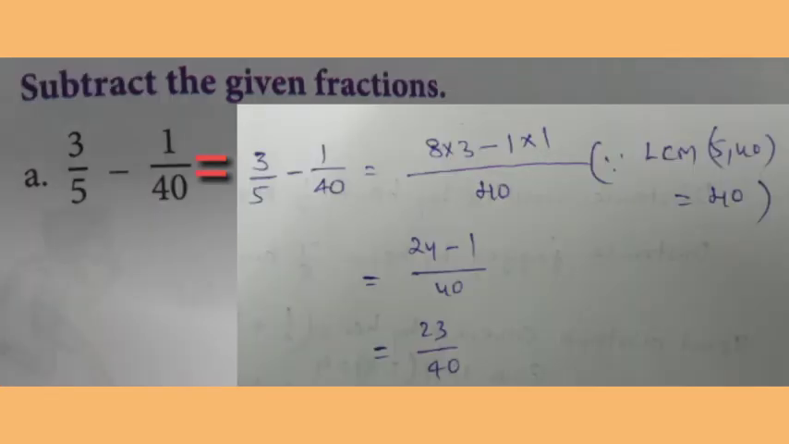Subtract the given fractions 3 by 5 minus 1 by 40. Subtraction of unlike fractions. Unlike fractions have different denominators. To subtract two such fractions, we convert them into like fractions and then subtract. Here LCM of 5 and 40 is 40. Now write 40 in denominator, that is 8 into 3 minus 1 into 1 by 40, which equals 24 minus 1 by 40, which equals 23 by 40.